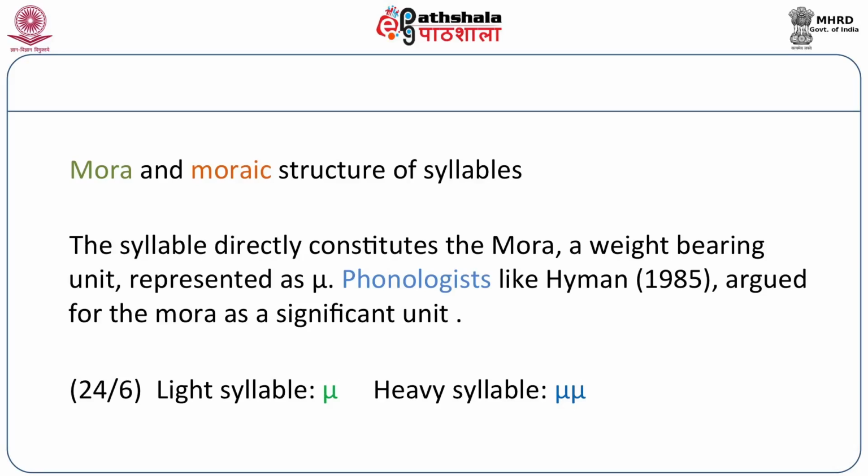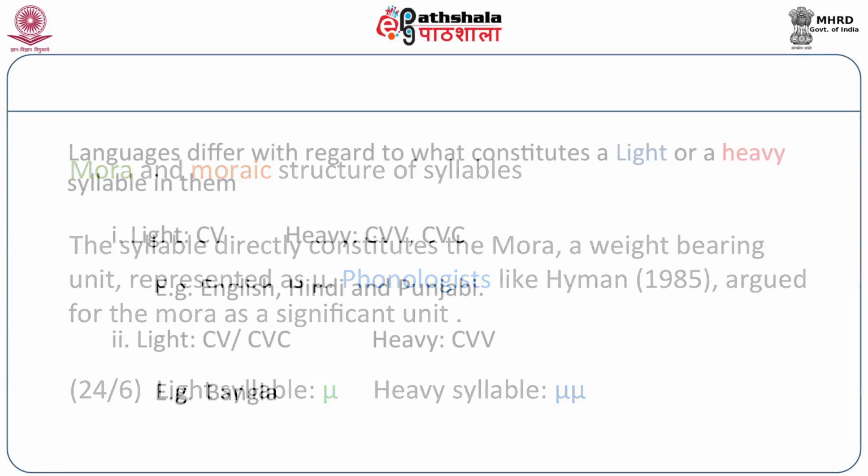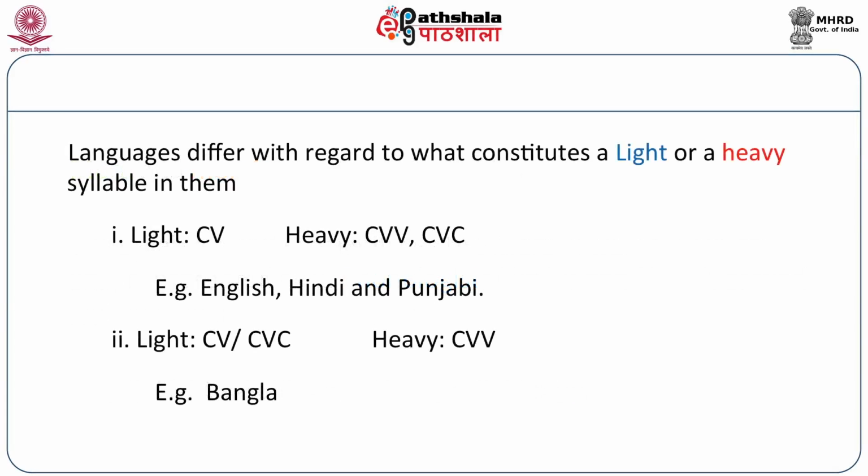Thus, for example, a light syllable is shown to have a single mora, a short vowel, and a heavy syllable is shown to have two morae, either a vowel followed by a consonant or two vowels or a diphthong. Look at the representations of these on the screen. We have two kinds of languages shown here. Those in which the light syllable is CV and the heavy syllable is CVV or CVC, as we discussed.